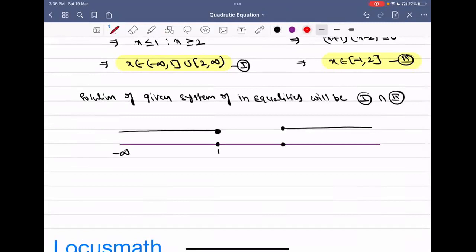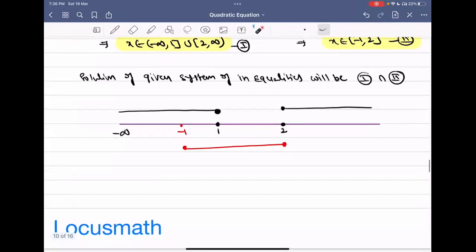The second one is what? Minus 1 to 2. So here minus 1, and this is 2. So minus 1 to 2. The second solution is from here to here, including minus 1, including 2. Now the intersection of 1 and 2 will be, what is the common part here? Common part is from minus 1 to 1, closed interval, union, just the singleton set 2, only 2 from here.